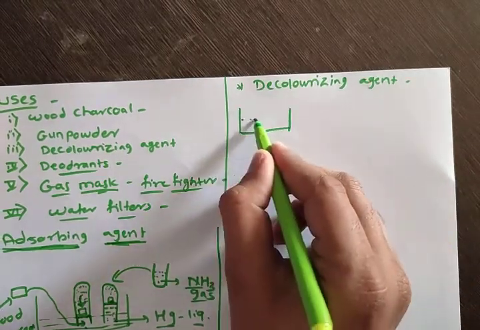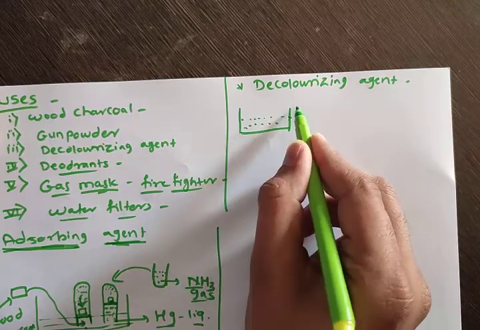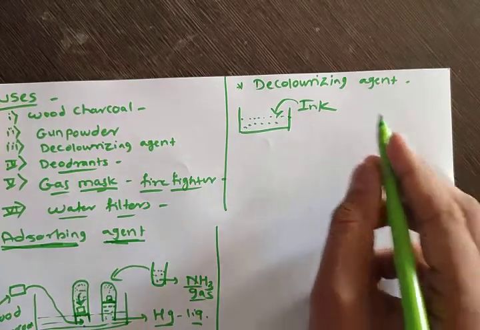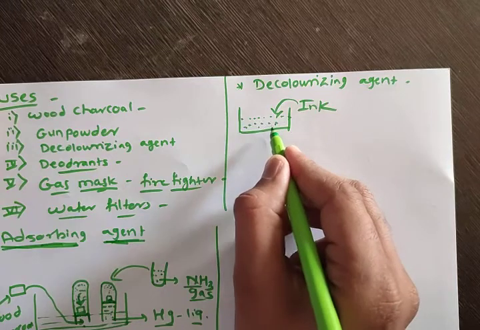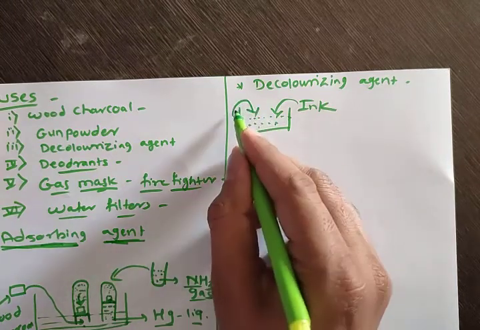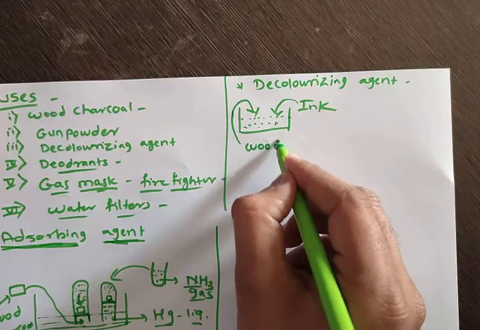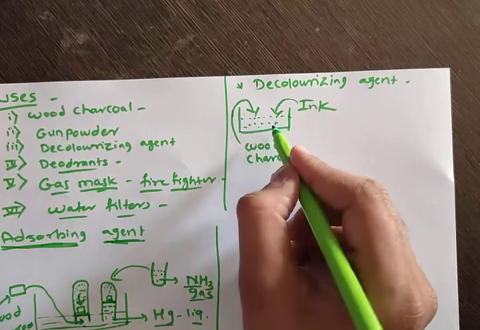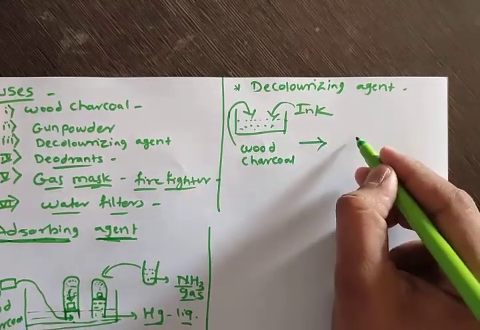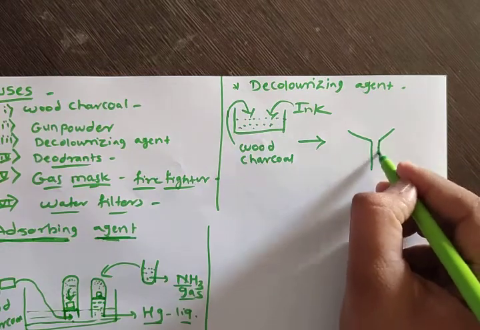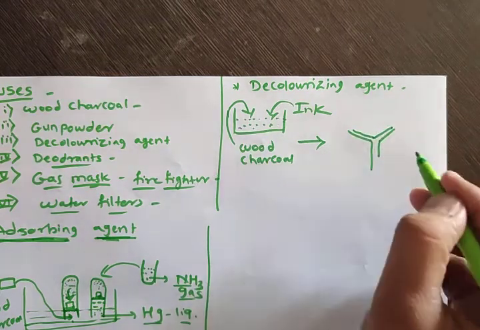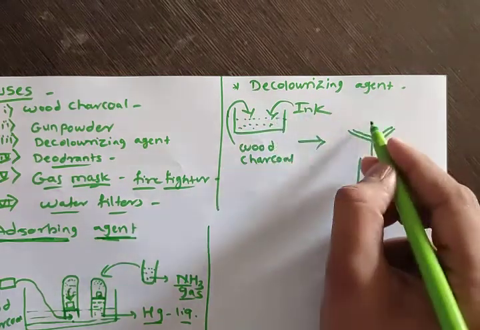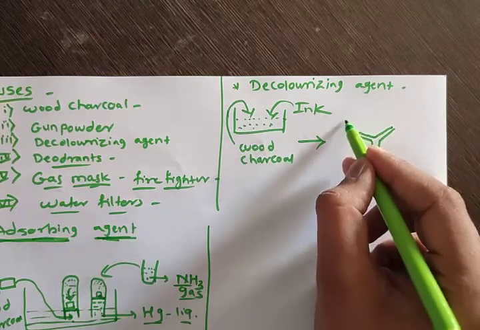We will take one beaker, and inside this beaker, suppose we have taken ink. Now inside this ink, we will add wood charcoal. The powder of the wood charcoal we will add, and we will stir it. After stirring for a few minutes, we will filter it. You know how to filter. So take a funnel and keep a filter paper. Take a second beaker, and pour this ink and wood charcoal mixture inside this funnel.